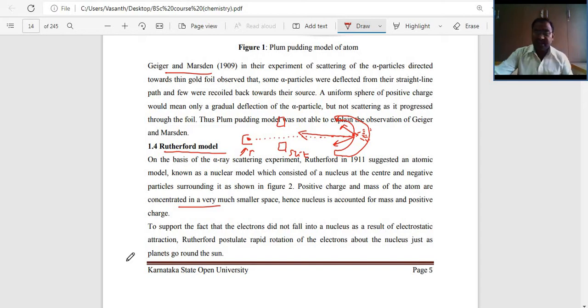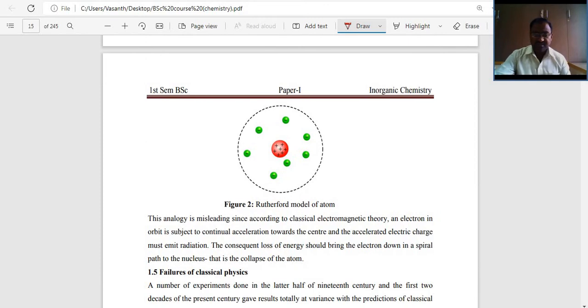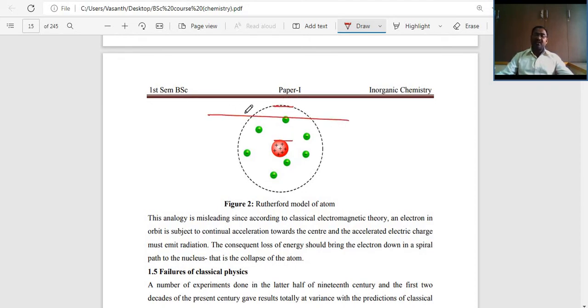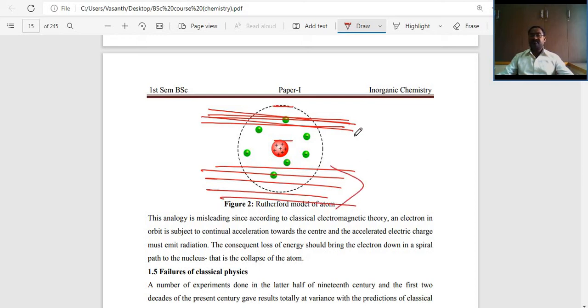Just see this diagram. Why do some of the alpha particles easily cross? Because the distance between the nucleus and electron is large. That's why the alpha particle crosses directly. There is no deflection, because there is more space in between the nucleus and electron.